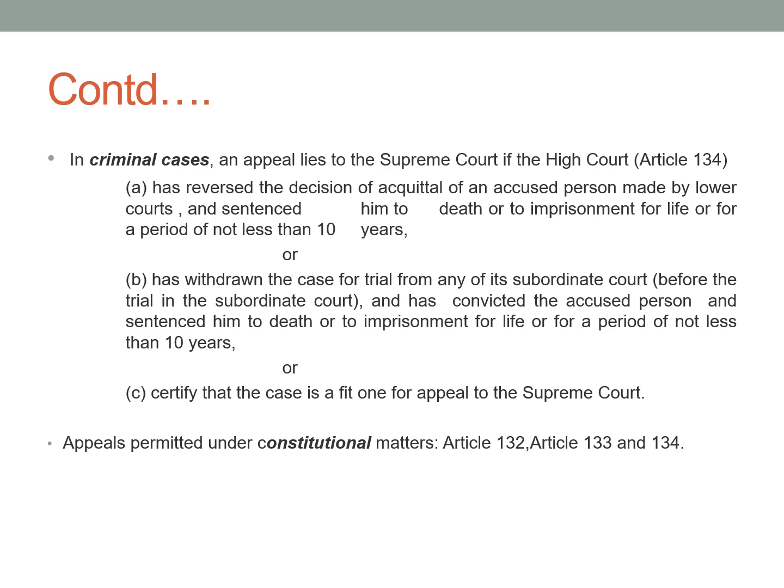That means if the case which is filed in the subordinate court has been withdrawn from the subordinate court by the High Court before the trial is complete and the High Court is sentencing that person to death or imprisonment, then that case also can be gone for appeal to the Supreme Court. Or the High Court should certify that the case is a fit one for appeal to the Supreme Court. In these three cases, you can go for an appeal in the Supreme Court.